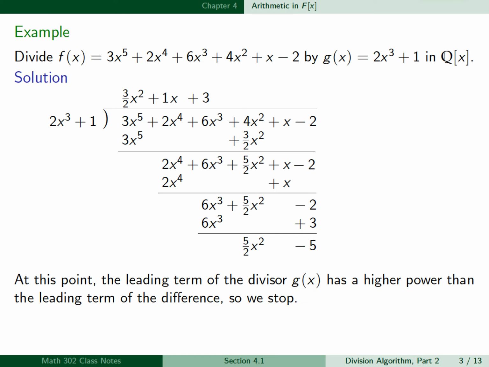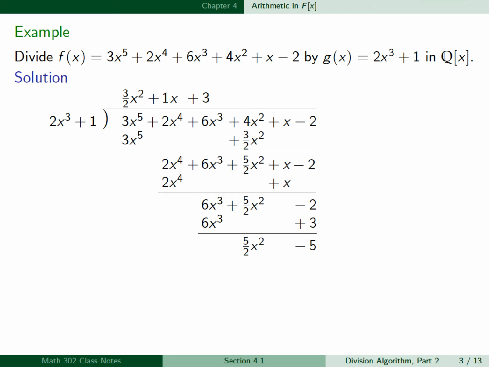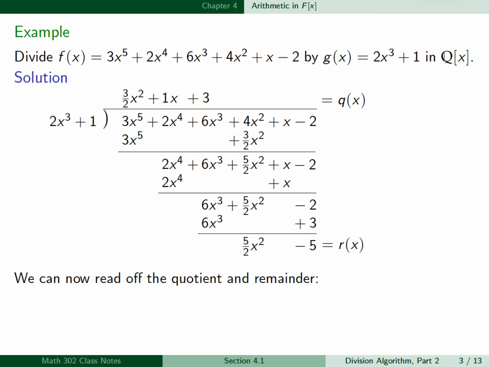Now at this point, the leading term of the divisor g of x has a higher power or degree than the leading term of the difference, so we stop. We can then read off the quotient and remainder. So our quotient is 3/2 x squared plus 1x plus 3, and our remainder is 5/2 x squared minus 5.